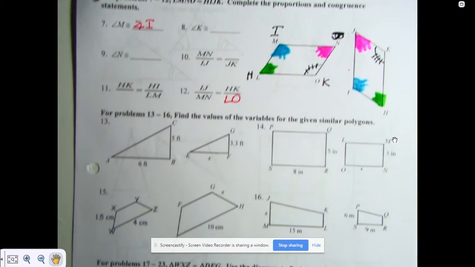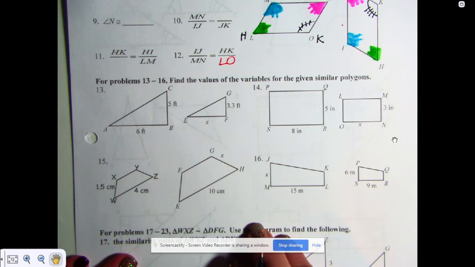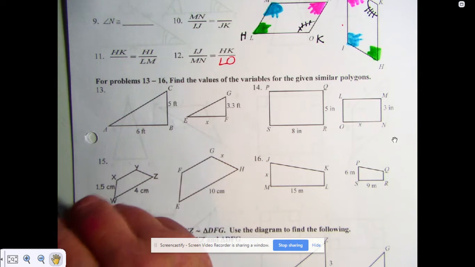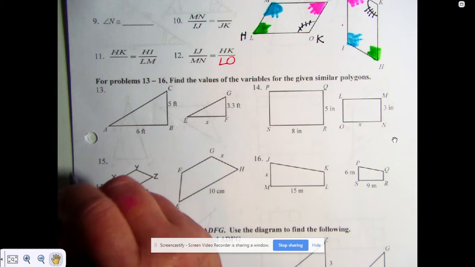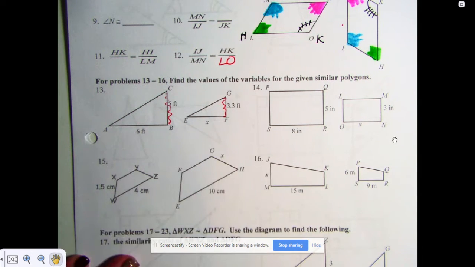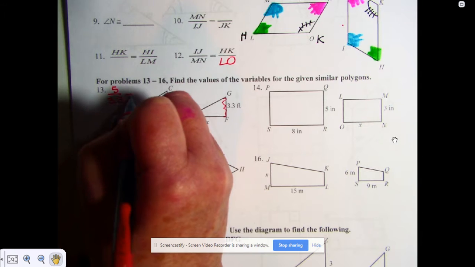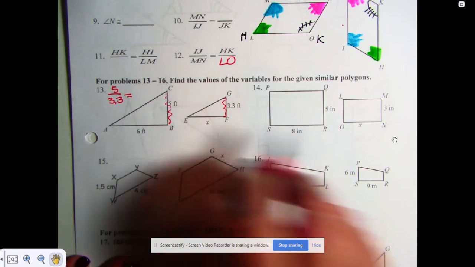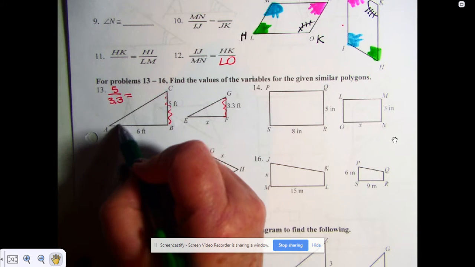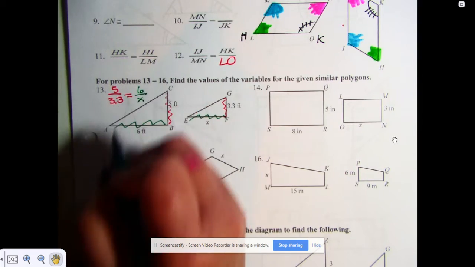All right, let's look down at number 13. Number 13 says find the values of the variables for the given similar polygon. They've already told us the polygons are similar, so I've got to figure out which segment corresponds with which segment. Based on the shape of these, I'm going to say that these two segments correspond. So I'm going to do 5 is to 3.3 as 6 corresponds to x. So we've got our proportion.